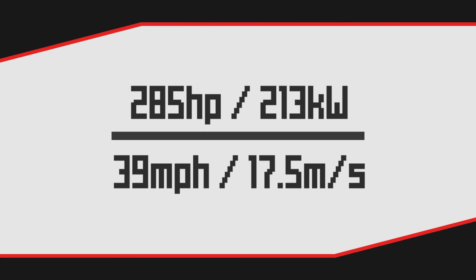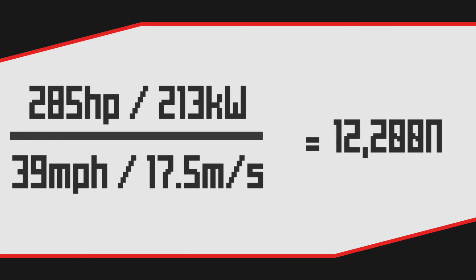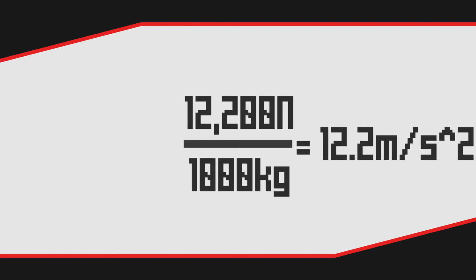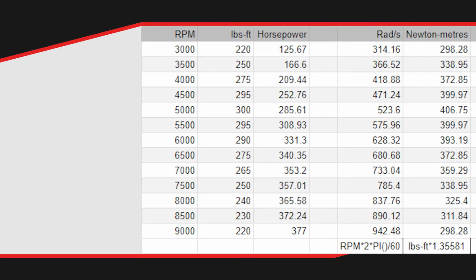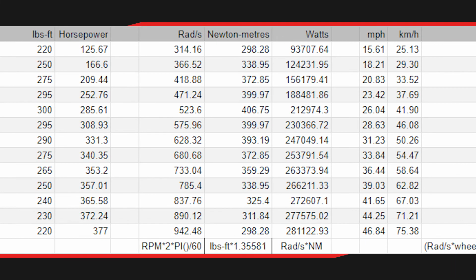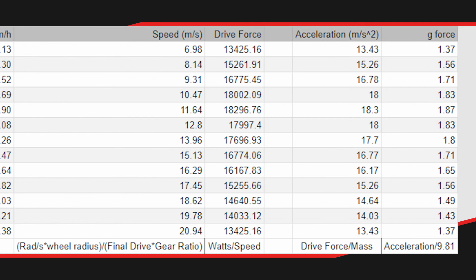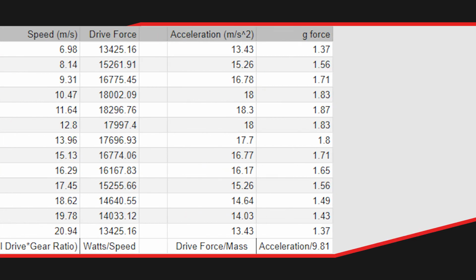If our car has 285 horsepower at 39 miles per hour, that's a drive force of 12,200 newtons. If it weighs 1,000 kilograms, then that means it'll accelerate at 12.2 meters per second squared, or 1.24 g. And that's why we talk about cars in power to weight, not torque to weight. So to summarise, get the engine stats, convert to SI units, find the speed you're going at each RPM, divide power by speed to get force, divide force by weight to get acceleration.